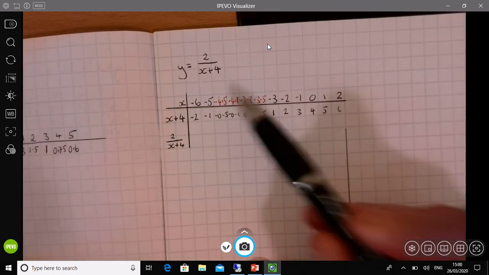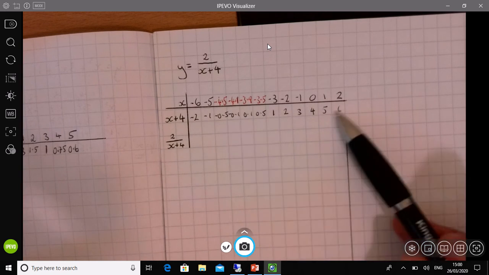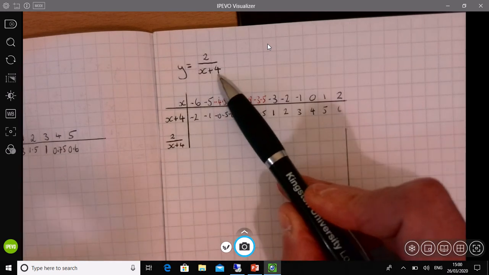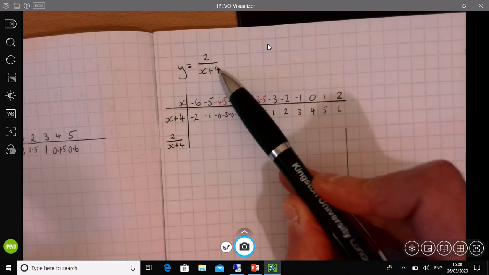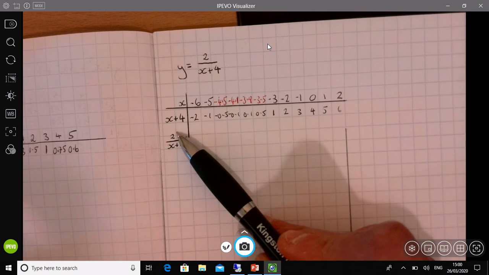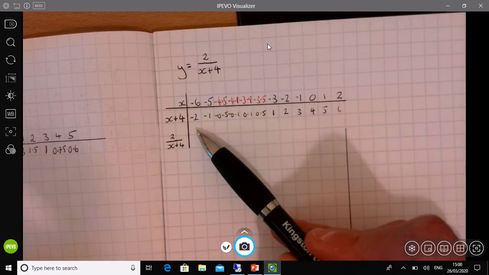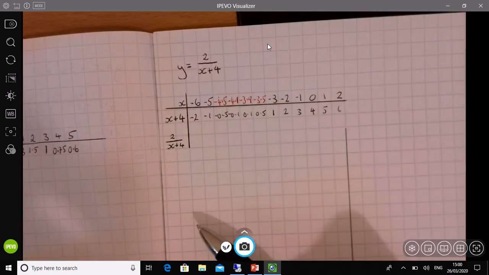Now what we're going to do is just do 2 divided by this, because that's what we're being asked to do. We need to do 2 divided by x plus 4. Here's x plus 4, we've done it here. And now we're going to do 2 divided by x plus 4, and that's the thing that we're going to plot. That's what's going to make our graph for us.